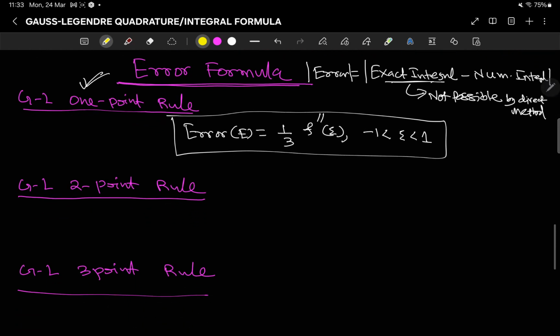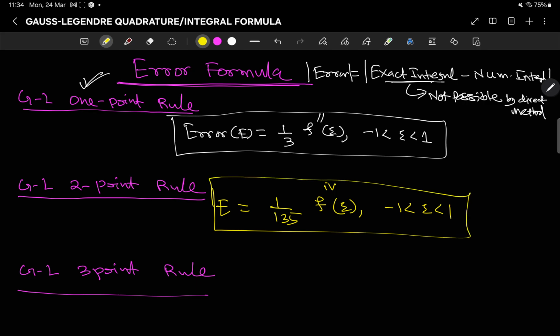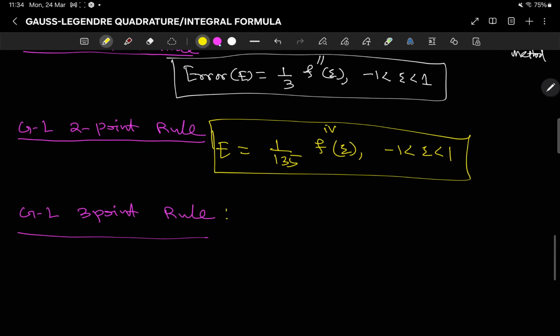So now the error formula for your 2-point rule is given by error equal to 1 by 135 f fourth derivative at the point zeta, and zeta lies in between minus 1 and 1. Okay, this is the error formula for the 2-point rule. And for the 3-point rule, the error formula is 1 by 15750 f sixth derivative at the point zeta, minus 1 less than zeta less than 1.